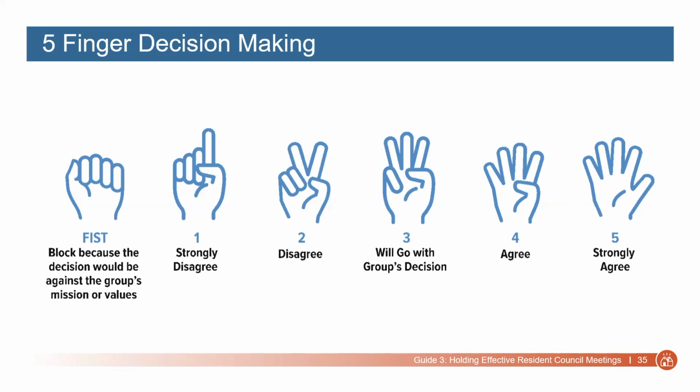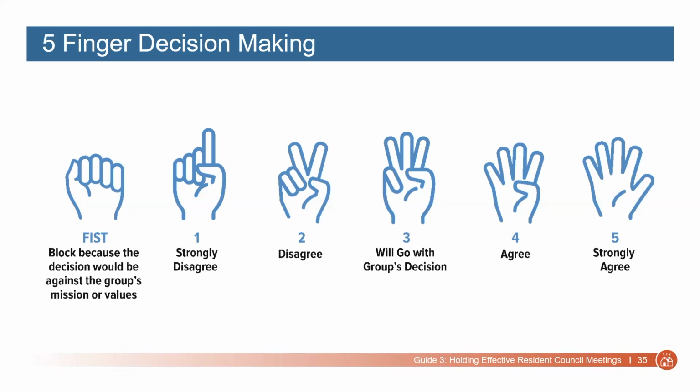This is not an official vote. I just want to get a quick visual through 5-finger voting. Hold up 5 fingers if you strongly agree with the proposal. 4 if you agree. 3 if you don't have a strong opinion and you'll just go with the group. 2 if you disagree. 1 if you strongly disagree.